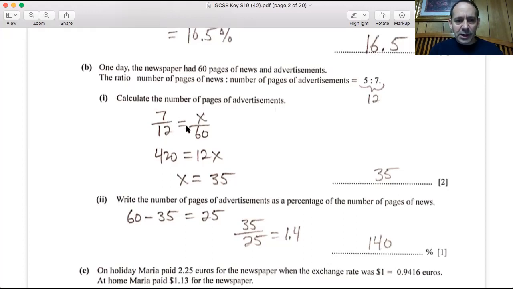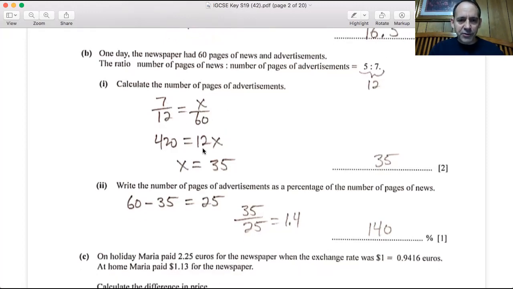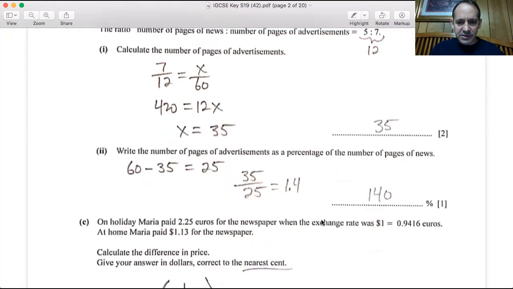So the advertisement part of the ratio is the 7, and the total is 12. So 7 to 12 equals X, which is our total pages of advertisement, over the total number of pages. So 7 to 12 is from the ratio of advertisement to total, and then X is the advertisements in the newspaper over 60 total pages. Cross multiply, you get 420 equals 12x. Solve for x, you get 35. So 35 is the number of pages of advertisements.